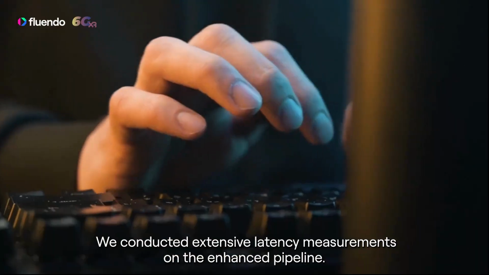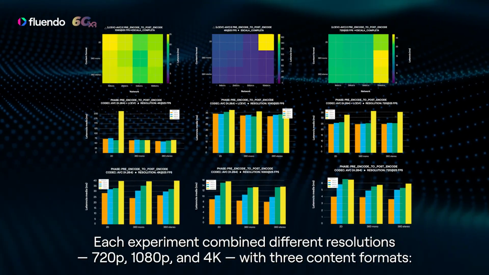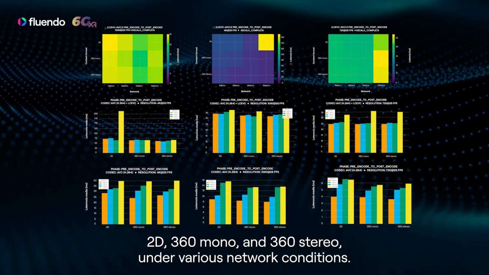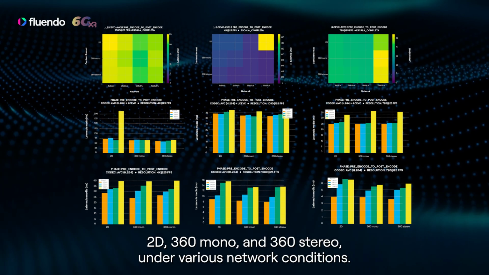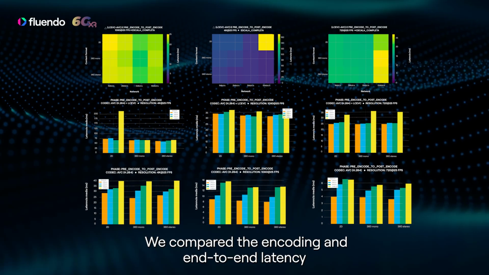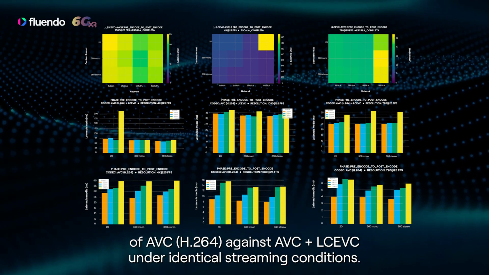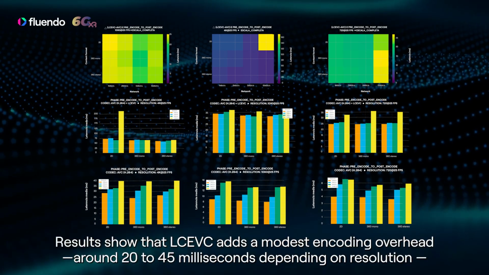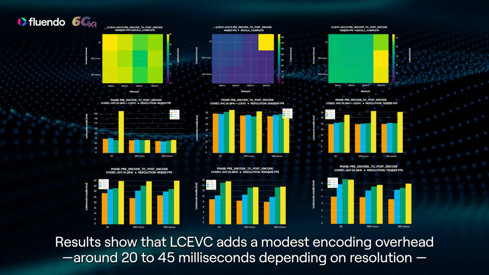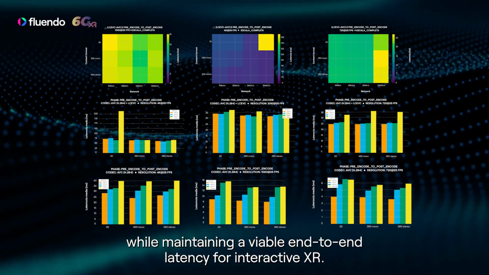We conducted extensive latency measurements on the enhanced pipeline. Each experiment combined different resolutions, 720p, 1080p, and 4K, with three content formats, 2D, 360 mono, and 360 stereo, under various network conditions. We compared the encoding and end-to-end latency of AVC, H.264, against AVC plus LCEVC under identical streaming conditions. Results show that LCEVC adds a modest encoding overhead, around 20 to 45 milliseconds depending on resolution, while maintaining a viable end-to-end latency for interactive XR.